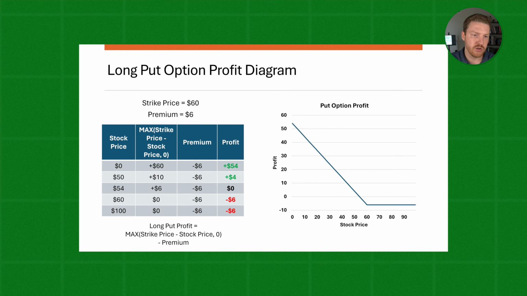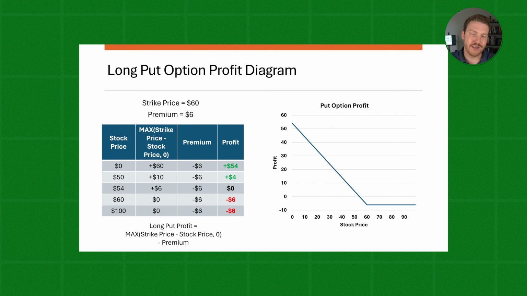Now, starting at $0, this is our absolute best possible outcome because we can sell something that is worthless to this other party for $60. That represents a $60 gain for us. However, we had to pay them an initial premium of $6 to get that right, so those values will offset and our total profit will be $54.